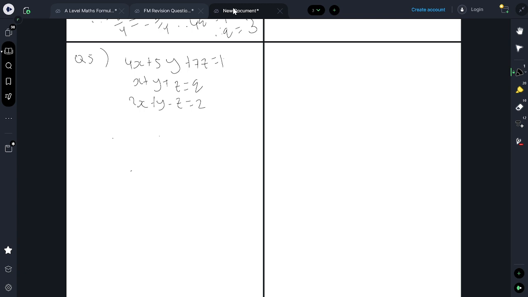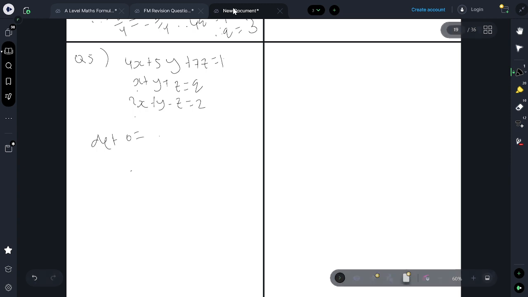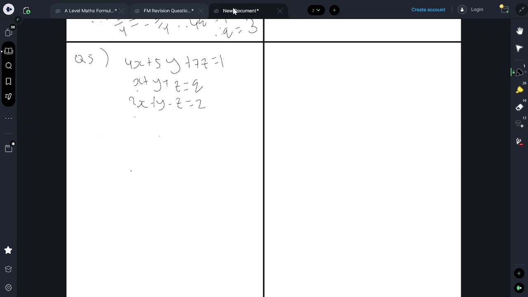Now, do not use the determinant, because if the determinant of this matrix here, of 4, 5, 7, 1, 1, 1, 2, 1, minus 1, is set to 0, that does not immediately mean there are infinite solutions. It can be infinite solutions or no solutions, so that's not a good way of doing it. We can do better than that, is what I'm saying.